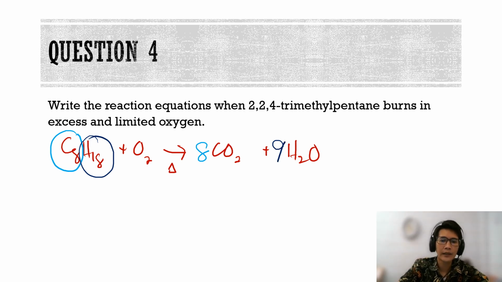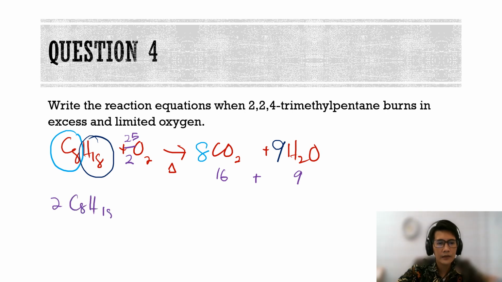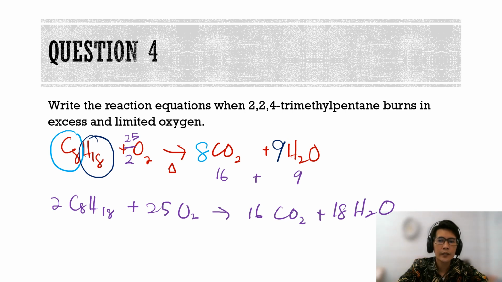Okay, and then barulah kita kira the number of the oxygen. So kat sini ada 8 times 2 is 16 oxygen. Kat sini 9 oxygen. So kita total ni akan jadi 25. So 25 over 2. Ataupun you boleh darab all this equation by 2. So you dapat 2C8H18. Okay, plus 25 O2 produce 16 CO2 plus 18 H2O.